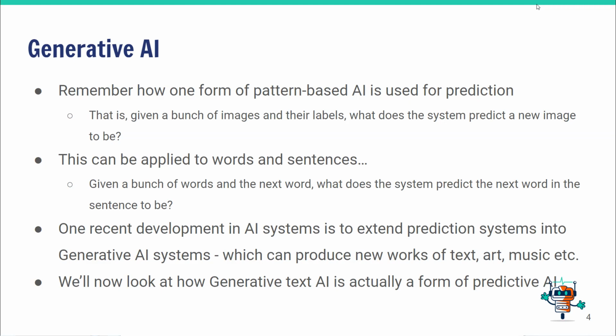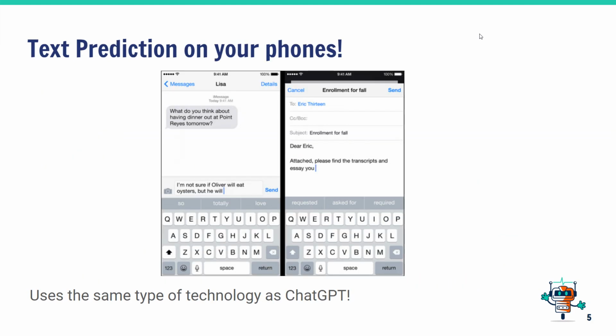And one recent development in AI is to take this prediction technology and extend it into generative AI systems that can produce text and images, etc. But you might be able to recognize that they are based on predictive AI technology. We're going to take a closer look at generative text AI now, and we're going to see how it relates to the basic text prediction on your phones.